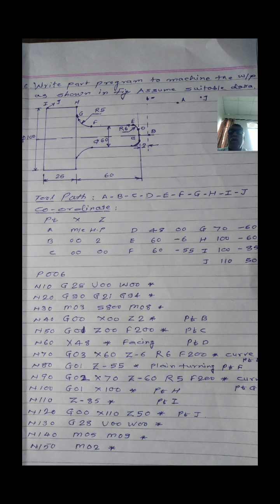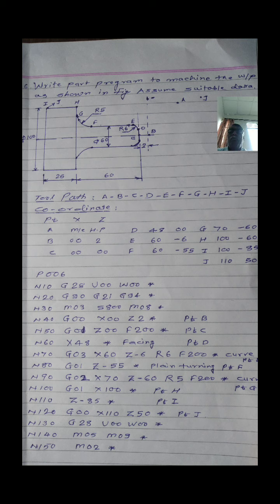What are the coordinates of the point F? X60, Z minus 55. Okay, therefore block number 80, N80, G01, Z minus 55, because X is already mentioned in the previous block, meaning the tool will move along only the Z direction. The coordinate is Z minus 55. Then the plane turning operation will be performed. The tool will move from point E to F. Is it okay? Then here again there is a radius turning.